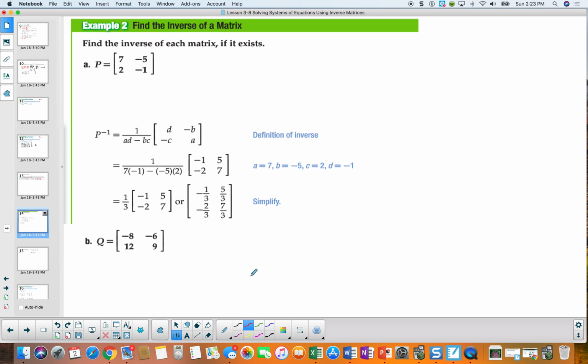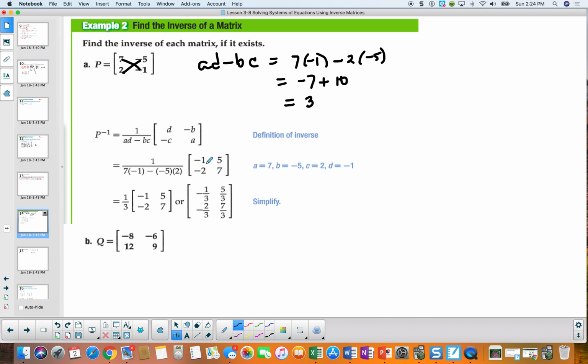All right, so let's go ahead and see if we can find the inverse matrix. First thing is, let's figure out the denominator, which is AD minus BC. So in this case, this is AD, which would be 7 times negative 1 minus 2 times negative 5. So that answer is negative 7 plus 10, and that answer will be 3. So this scalar right here is going to be 1/3.